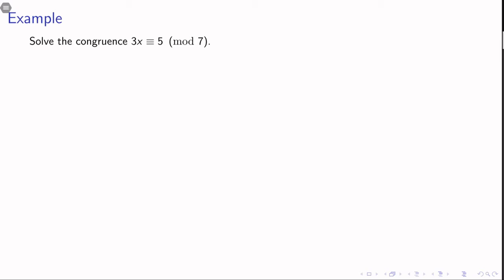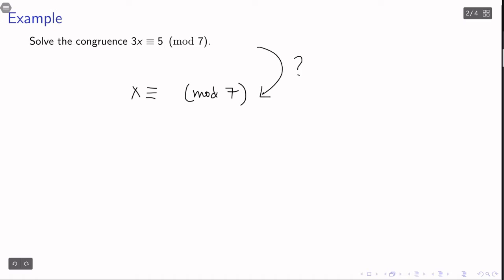Right, so take this example, for instance. 3x is congruent to 5 modulo 7. Right, so I can't really divide by 3 here, or divide by 5, right? Doesn't really make sense to have fractions in the congruence. And so, what else can we do? Well, it turns out that if you know what to multiply to both sides of the equation, so that you do get x is congruent to a number mod 7, then you would have solved the congruence as well. Right? And so what do we do in this case?